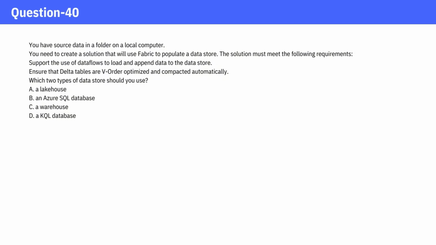Question 40. You have source data in a folder on a local computer. You need to create a solution that will use Fabric to populate a data store. The solution must meet the following requirements. Support the use of data flows to load and append data to the data store. Ensure that Delta tables are V-order optimized and compacted automatically. Which two types of data store should you use?